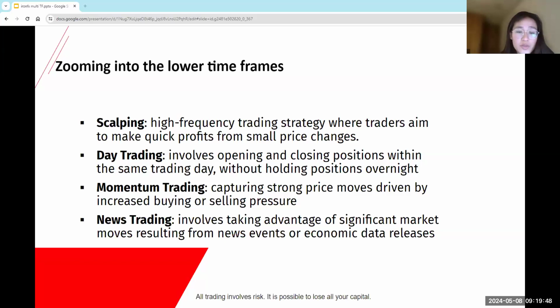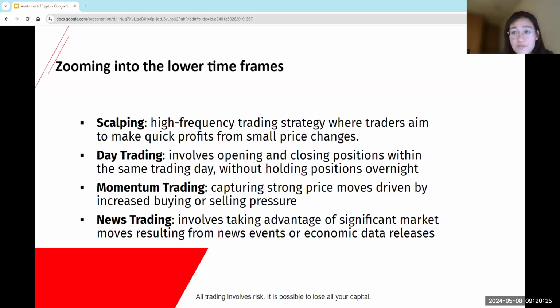Okay, now zooming into the lower time frames, we have scalping, day trading, momentum trading, and news trading. So scalping is a high frequency trading strategy where traders aim to make quick profits from small price changes. So they basically open and close multiple positions within a short period, sometimes within seconds or minutes, capturing small price differentials.